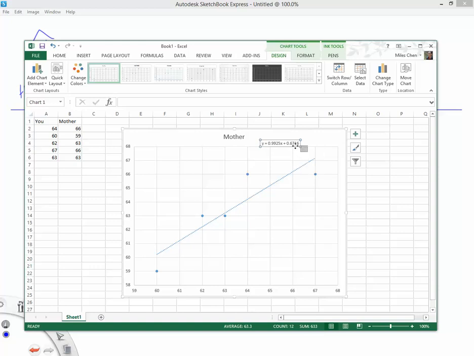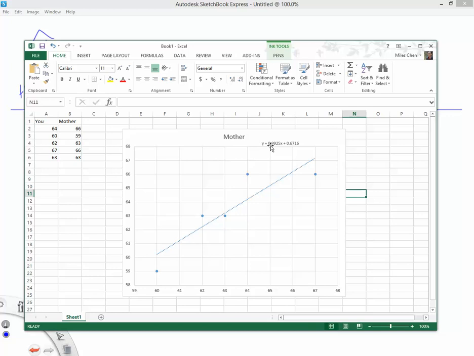But Excel produces a trend line for us. So we just ask, how tall are you? How tall is your mother? And it says y is equal to 0.9925x plus 6.716. And I can add more data points.